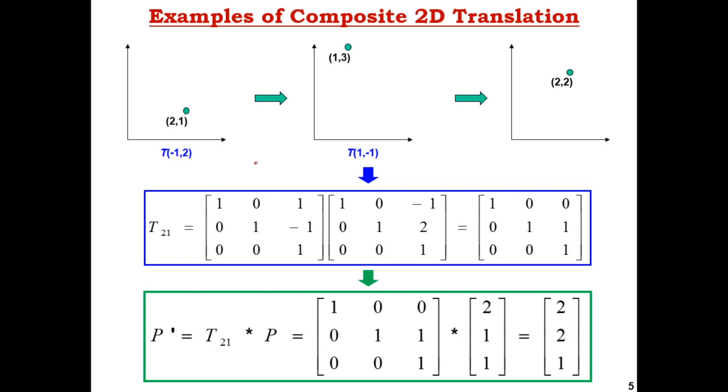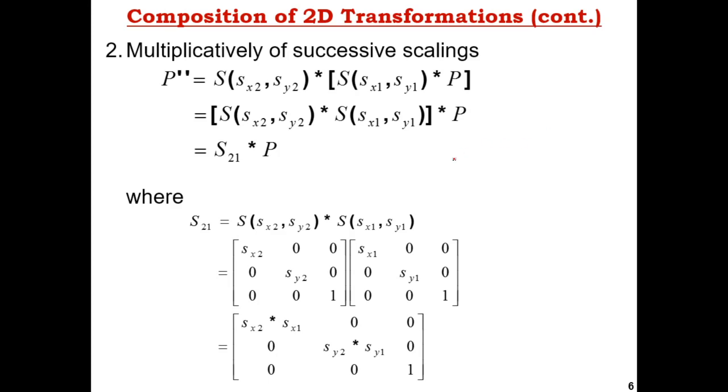I am not explaining them; you can understand the example yourself. This is the composite translation matrix, and it is applied to the point matrix. So you get the value, and it is also shown in the figure. The final result is 2 by 2. And next, the second possibility is successive scaling.